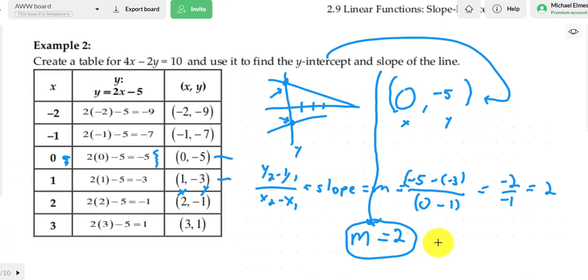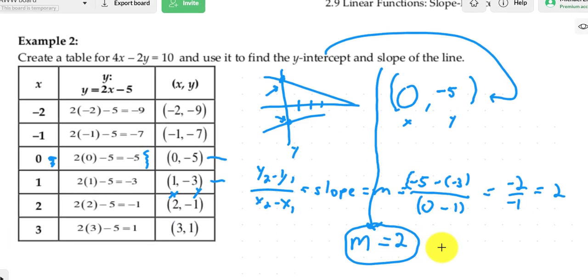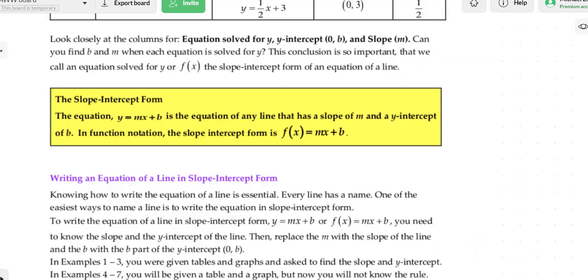So this is the second video covering section 2.9. Let's jump to page 138. On page 138, you see there's a text box or a definition. It says the slope-intercept form.